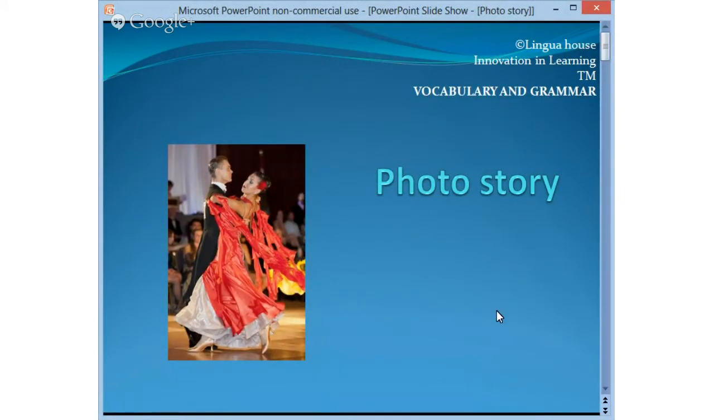Okay, so can everybody see the screen share? If you cannot see it, please say so. It's a blue background. It says photo story with a picture of some ballroom dancers. Yes? Okay. Good. Okay, excellent.